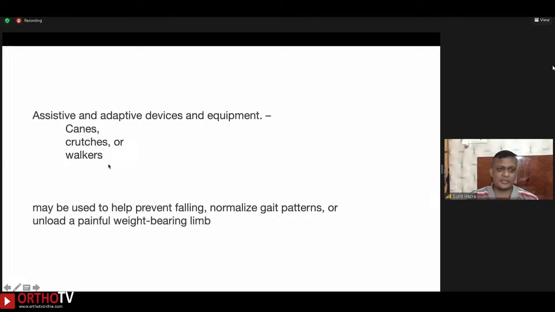The other thing you can use is assistive and adaptive devices like canes, crutches or a walker. These may be used to prevent the patient from falling, because the patient might have difficulty with gait, and to normalize the gait pattern, or to unload a painful weight-bearing limb.